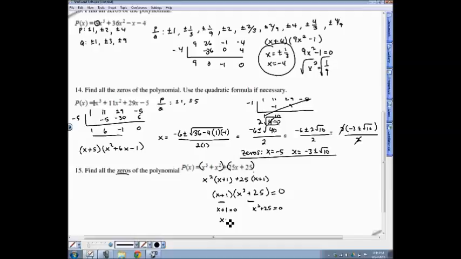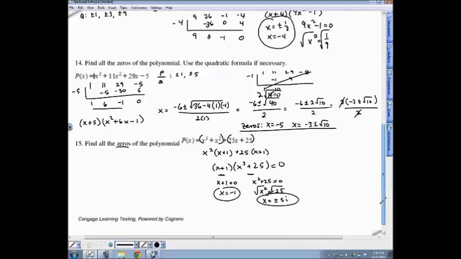This one's an easy one over here on the left, x equals -1. This one here, if you subtract the 25 over, you get x squared equals -25. If you square root both sides, then x is equal to plus or minus, and since you're taking the square root of a negative number, you have to use imaginary values. So this is plus or minus 5i. And those are the 3 zeros. X equals -1. X equals plus or minus 5i.